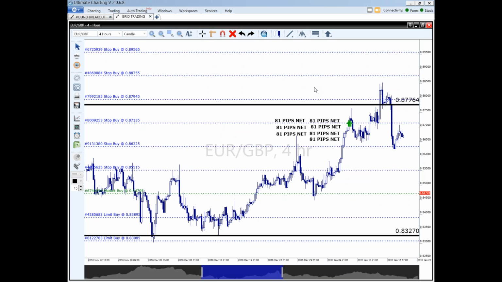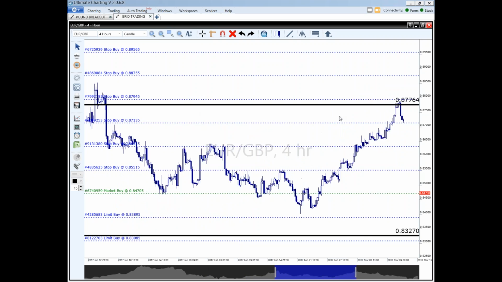Now, Randy says, Jose, why the 4 hour, not the 1 hour? Well, Randy, this was just an example. Somebody wanted to see the grids on the 4 hour time frame. You could have done this on the 1 hour chart. It's just that someone wanted to see this on the 4 hour chart to make sure it works on all time frames. And it works on all time frames, all currencies.